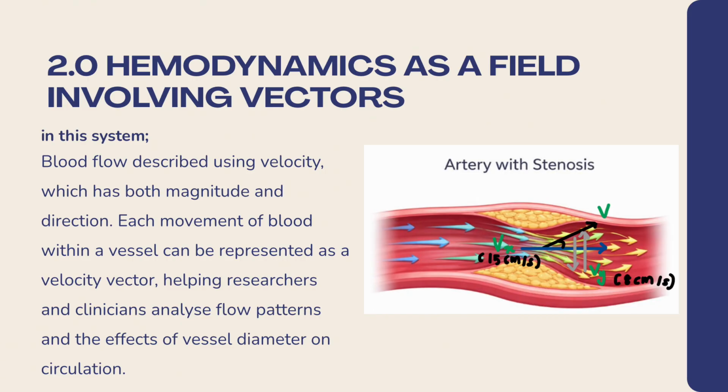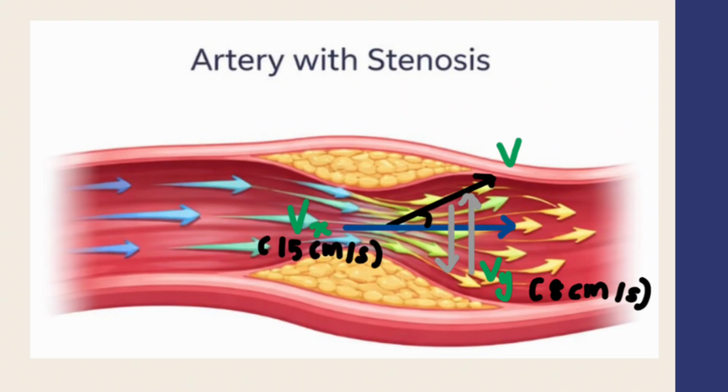So we can see here the artery with stenosis is having vertical velocity at centimeter per second due to the disturbance, and the horizontal blood flow velocity is 15 centimeter per second for a normal blood flow, without any disturbance.